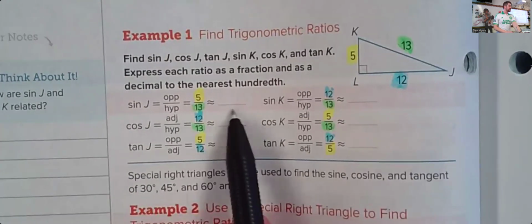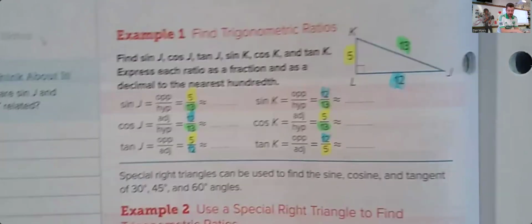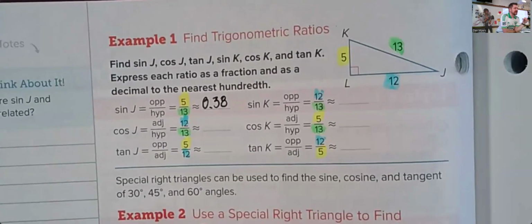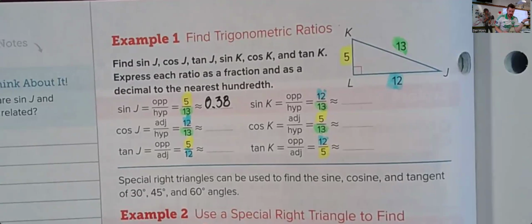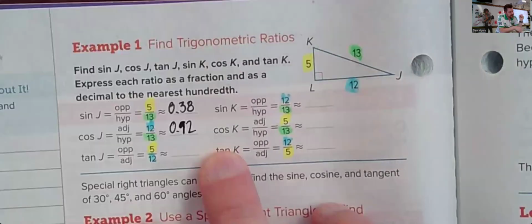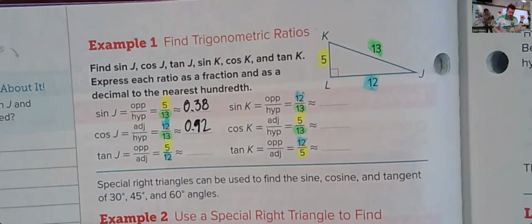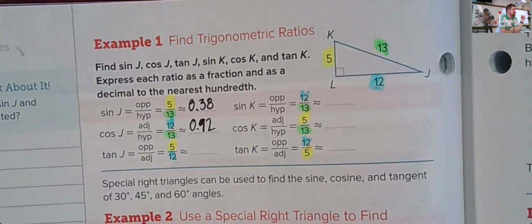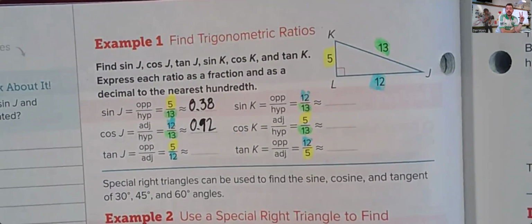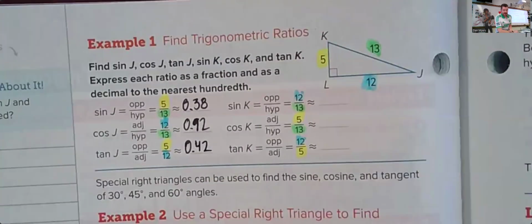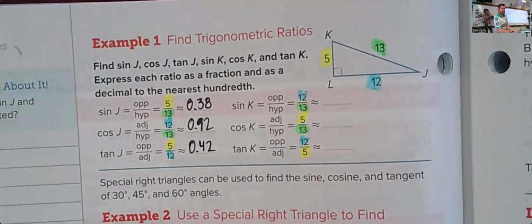Nearest two decimal places, what do we get? 5 divided by 13. 0.38. Good. 12/13, that should be close to 1. Yeah, 0.92. And then 5/12. What's 5 divided by 12 to the nearest hundredth? 0.42. The 6 after the 1 rounds that 1 up to a 2, so 0.42.